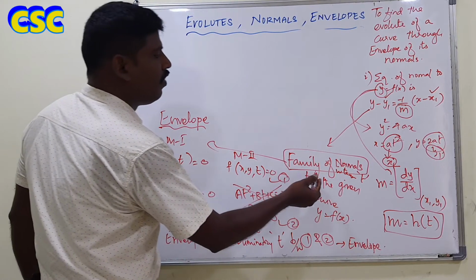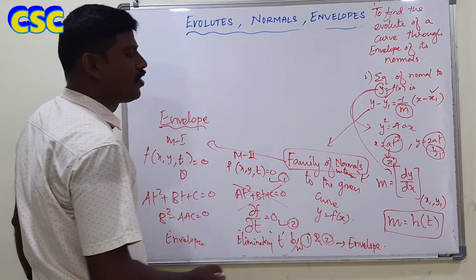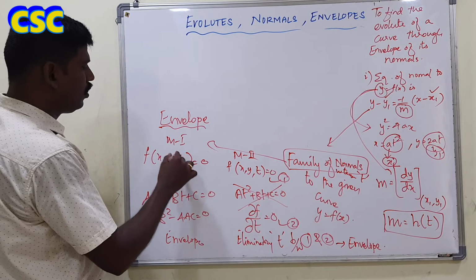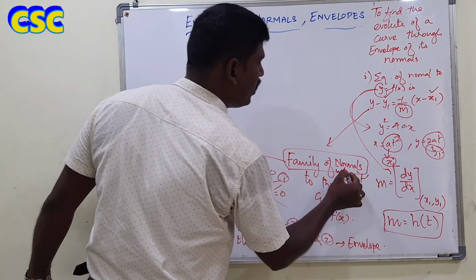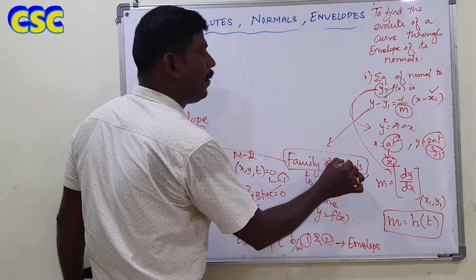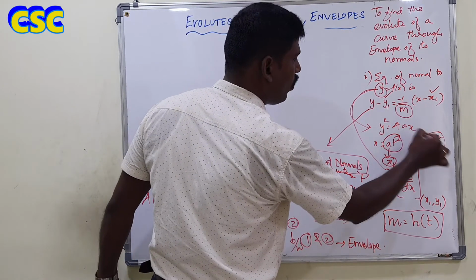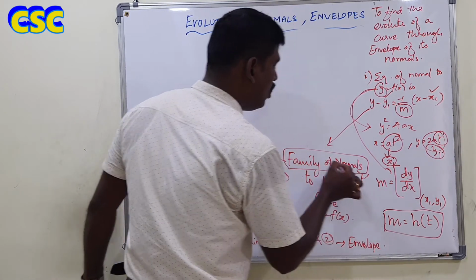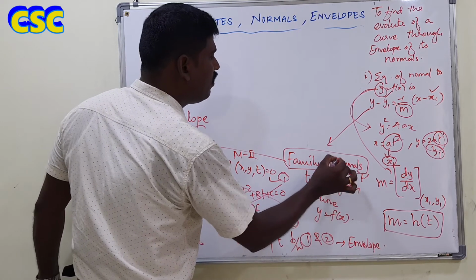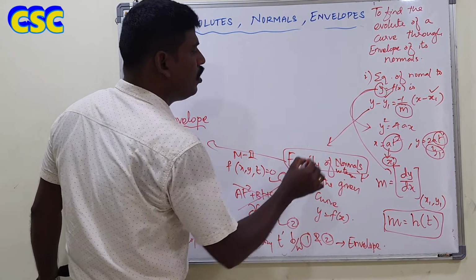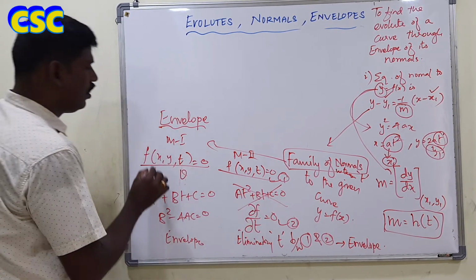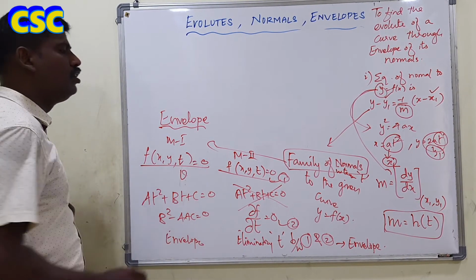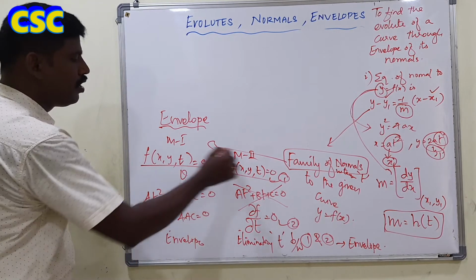How can we find the envelope of the family of curves? Through method 1 or method 2, so there are 2 methods. Here only one parameter is involved. What is the parameter? For y square equal to 4x, t is the parameter. So only one parameter is involved in the family of normals, and the family of normals is in the form of f of x, y, t equal to 0. Solve through any one of these 2 methods.